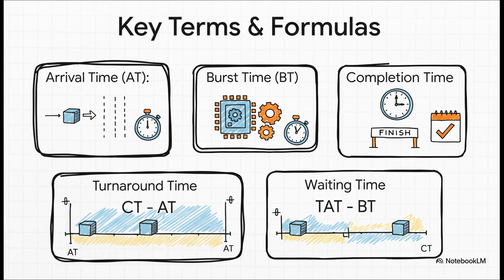Now, the 2 formulas you have to burn into your memory are these. Turnaround time is simply the completion time minus the arrival time. It's the total time the process spent hanging around, from start to finish. Then you've got waiting time, which is just the turnaround time minus the burst time. This tells you how long the process was sitting in the queue waiting for its turn. We're going to use these 2 for every single problem, so make sure you've got them down. Oh, and our tiebreaker rule is simple. If burst times are equal, we pick the one that arrived earlier.